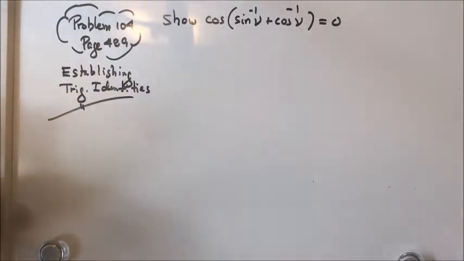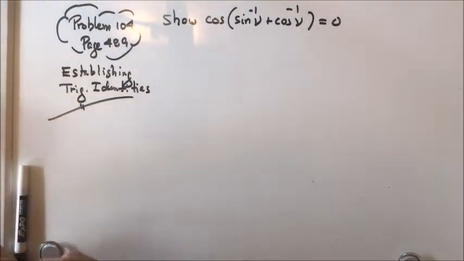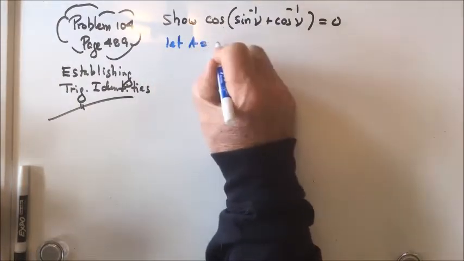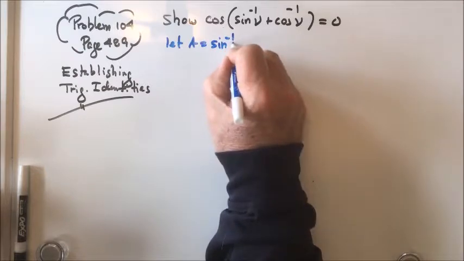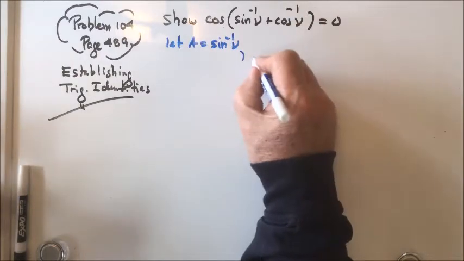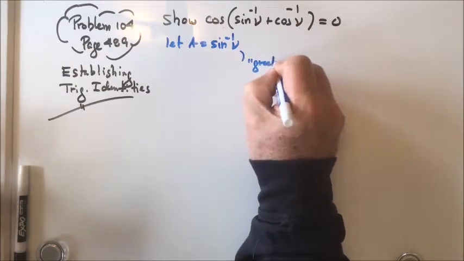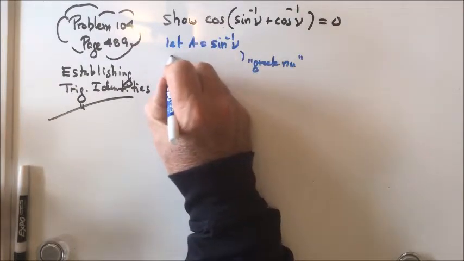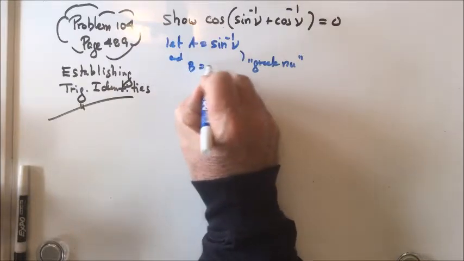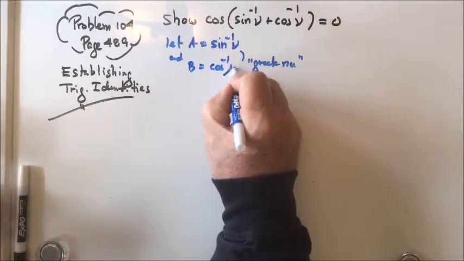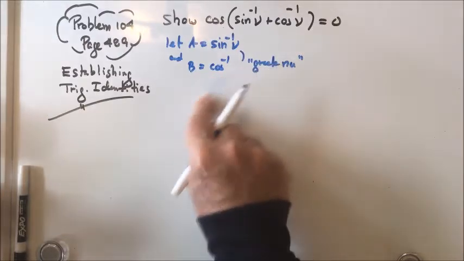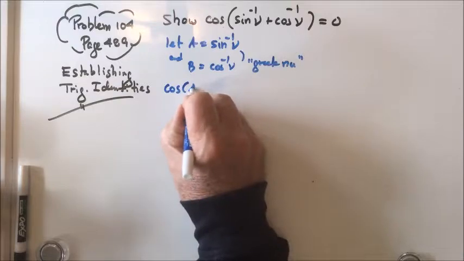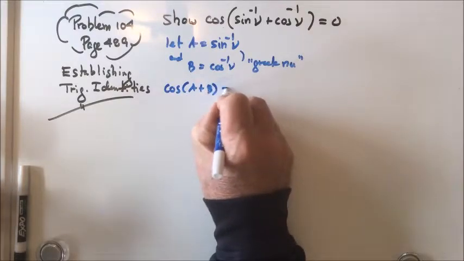A is that. In fact, let's write that down, and we kind of grounded here. Let's let A be equal to the arc sine of nu, and maybe you're a little freaked out by seeing Greek nu for the first time. And at the same time, let's let B be equal to arc cosine of nu. They're both angles, and so be it. That means what we're doing here is the cosine of A plus B is equal to 0.